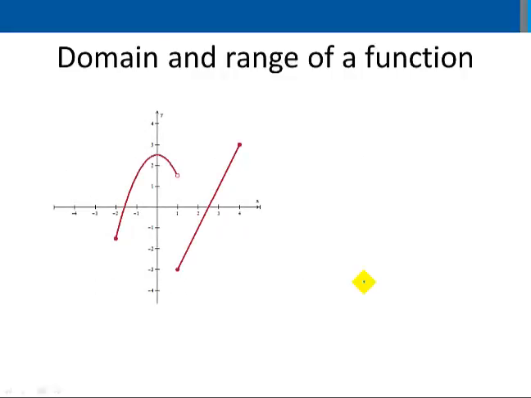In this first example, we will determine the domain and range by observing this graph of a function. And if you recall the vertical line test, this is indeed a function, as any vertical line passes through the graph at most one time.